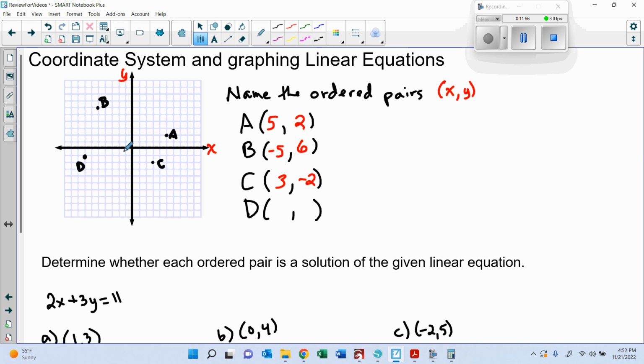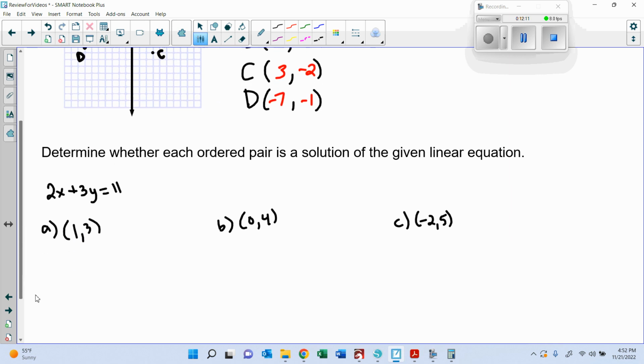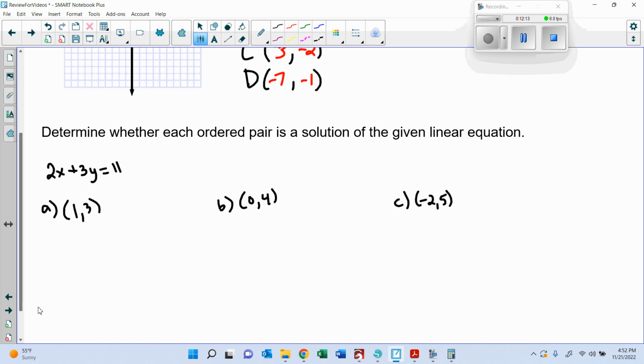And then for D, we have 1, 2, 3, 4, 5, 6, 7 in the negative direction. So we have -7 for X, and we're only down 1, so -1. So just make sure you can plot your points. And then we're going to practice that on the next video. We'll graph some linear equations.